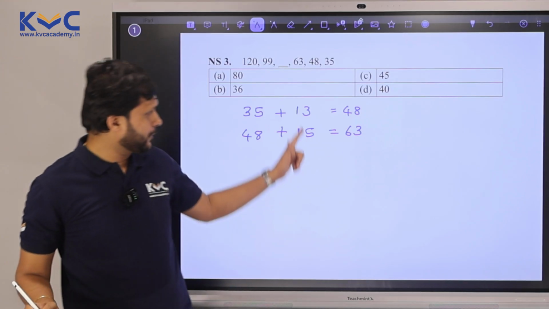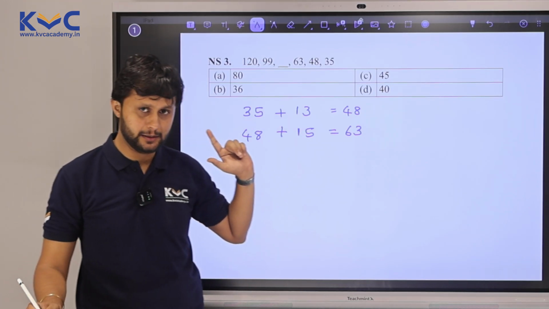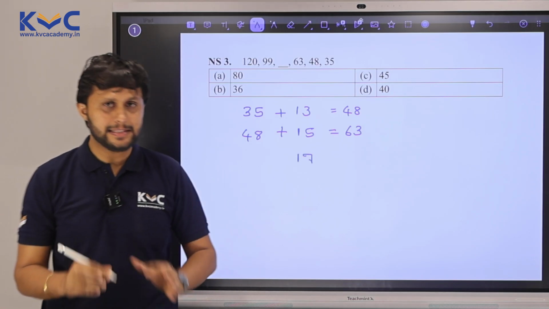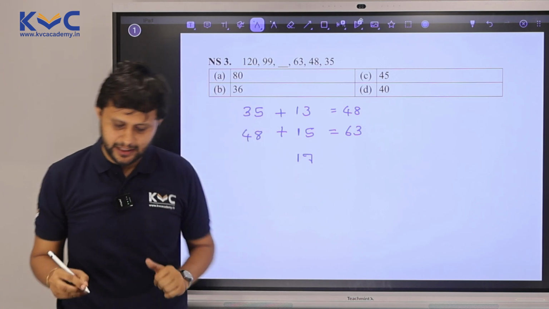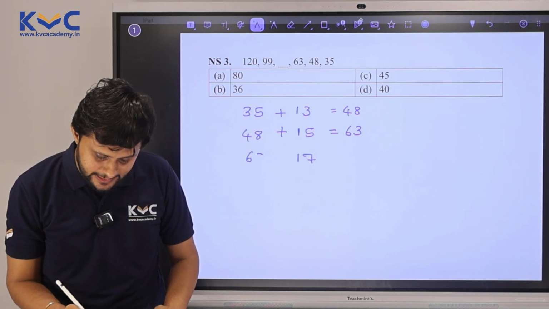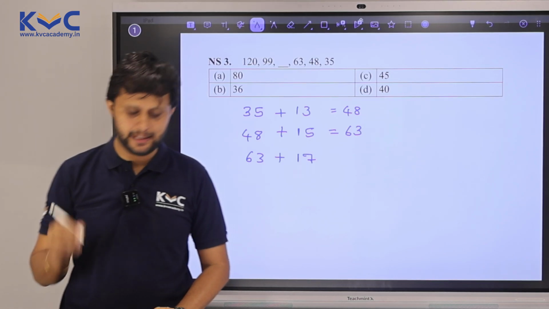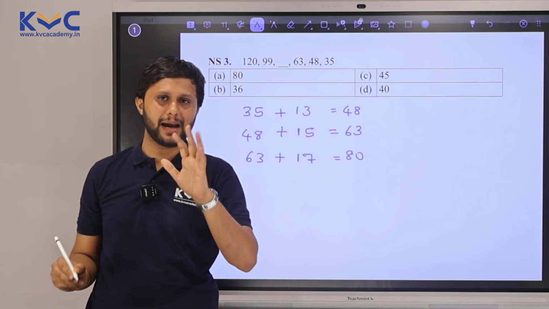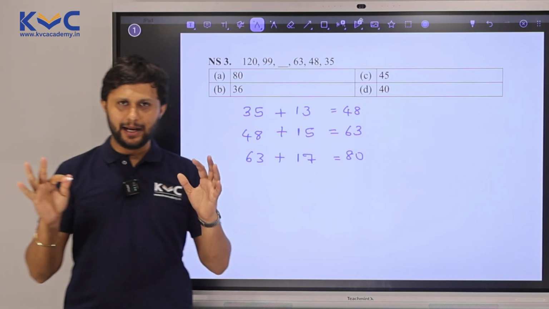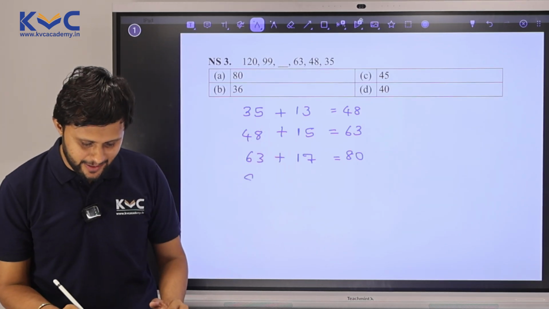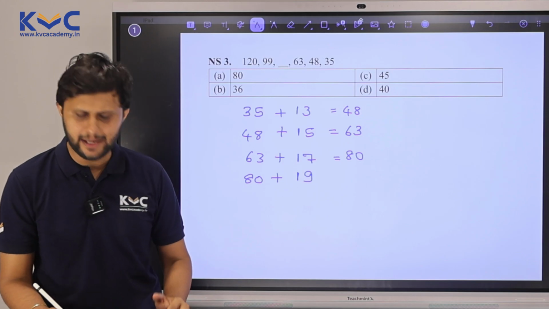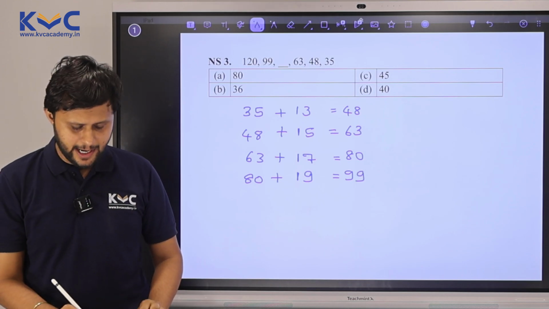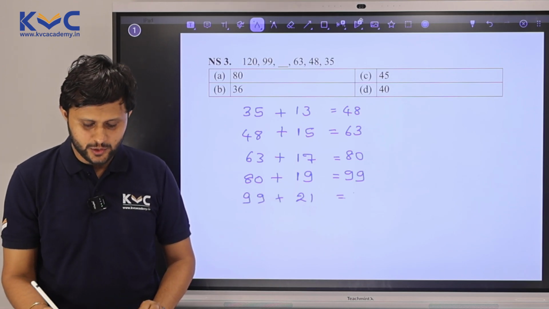So I'm seeing that from 13 we went to 15. So maybe I'll have to add 17. We'll check with the other numbers also how it works. If I add 17 to 63, 17 plus 63 is equal to 80. So maybe my answer is 80, but I have to make sure the sequence is continuing. So we have 80 plus, now we have to add 19, right? With that logic, 13, 15, 17, 19, and that should be 99. And 99 plus 21, which is 120.